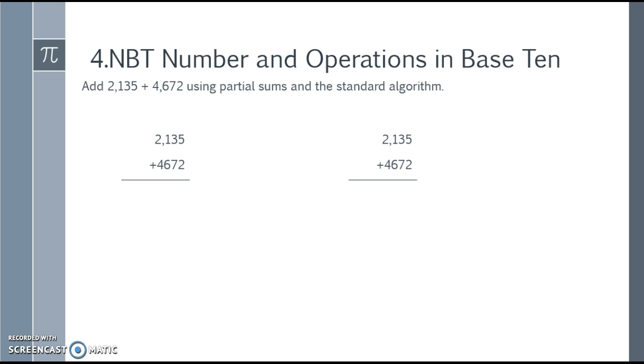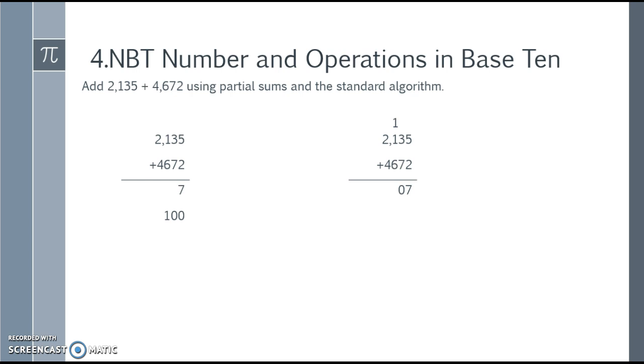So our first step with partial sums is that we want to add 5 plus 2, which is 7. Similarly, the standard algorithm is the same. We start on the far right. Now, with the partial sums, I'm going to move to my tens category. I will add 30 plus 70, which is 100. Now using the standard algorithm, 3 plus 7 is 10, so I have the 0 and I carry the 1.